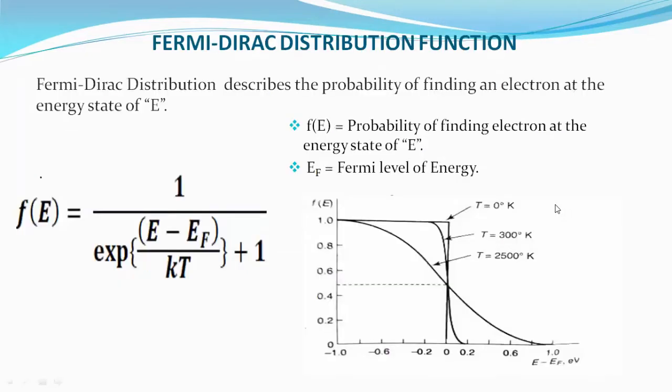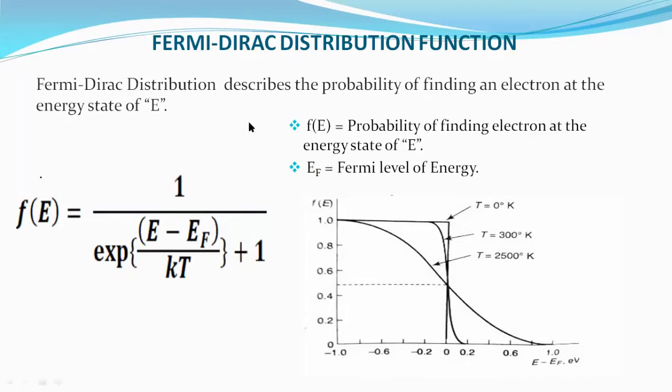Okay. So, what is the Fermi-Dirac distribution function? The Fermi-Dirac distribution function describes the probability of finding an electron at energy state E. As we know, when an electron moves around the nucleus, it has some energy band. That means within that energy band, it may have any energy value specified for this orbit. Fine.